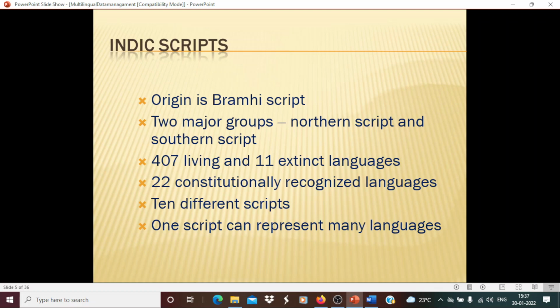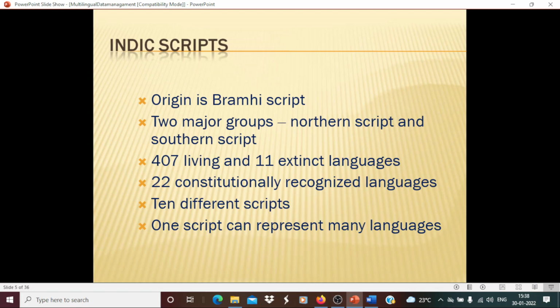Say, Devanagari is the most popular script in India, and on the top of this particular script, there are many different languages available. For example, Hindi, the most visible one. Then comes Konkani, Nepali, Marathi, Maithili, Bhojpuri. All are based on Devanagari script. So one script can represent multiple languages.